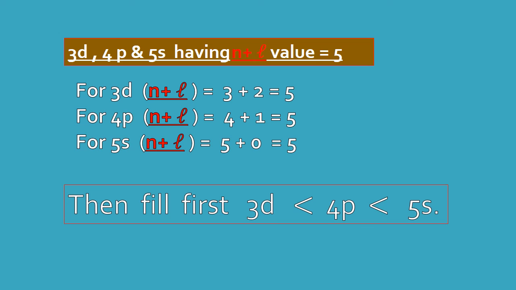So friends, the question is what can we do when two or more subshells have the same n plus L value or energy? Look here, the 3d, 4p and 5s have the same n plus L value, that is equal to 5. So what can we do in this case? Simply fill first the one that has the lower n value. So according to this rule, we can fill first the 3d, then 4p and at last the 5s subshell.